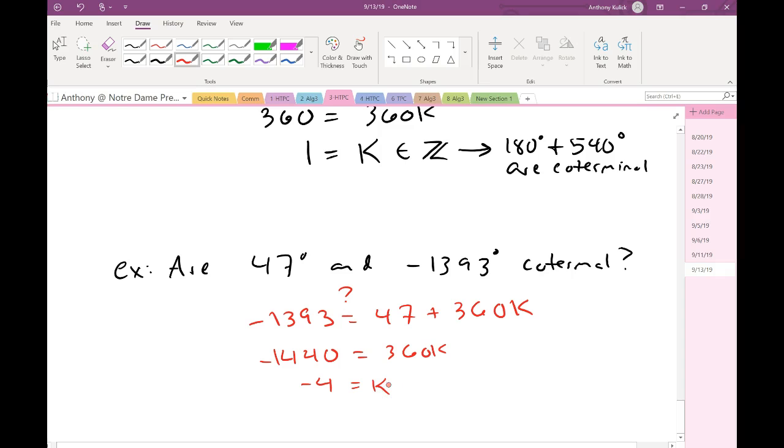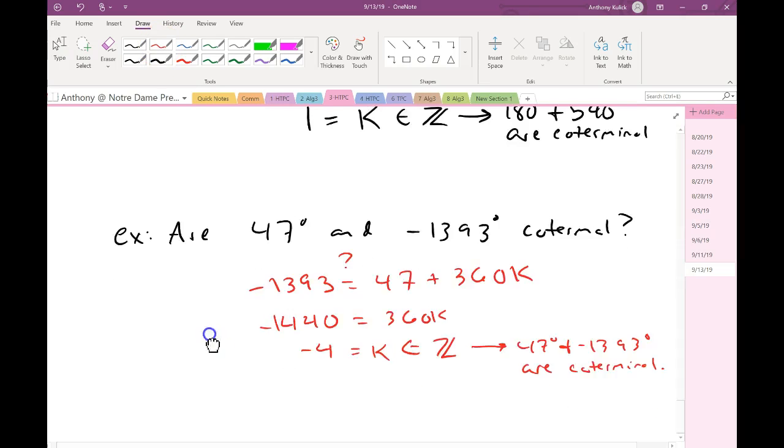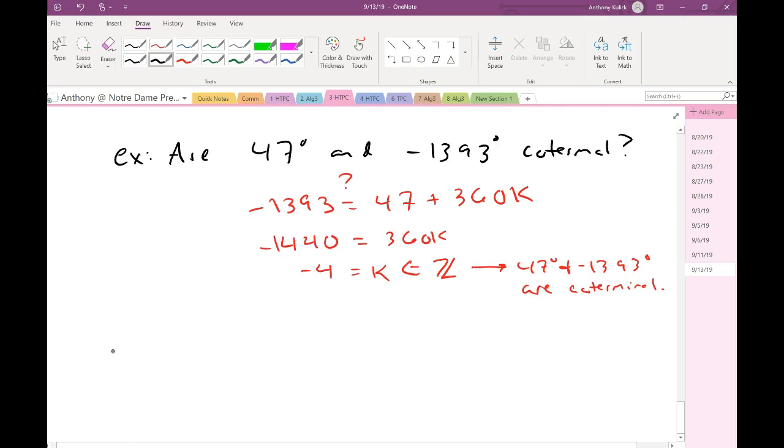Yes, sir. They are, because k is negative 4. Of course, an integer. So positive or negative whole number. If it's a decimal, they're not. No, it would work out either way. You would just have gotten positive 4 if you did it the opposite way. But it's still the same check.